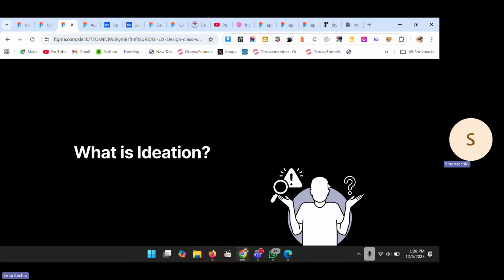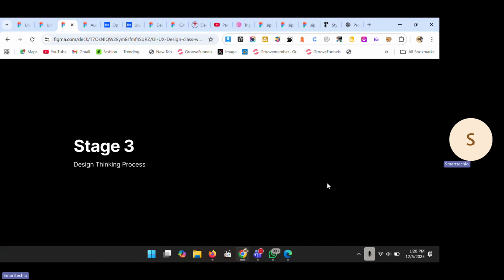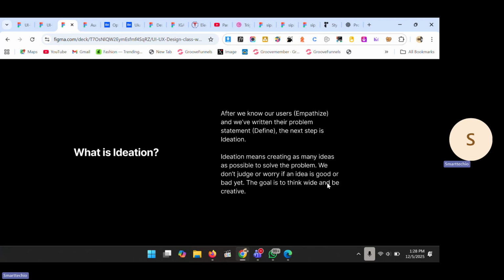So then let's go to ideation, which is the third stage of the design process. After we know our users' empathy and we've written their problem, the next step is what? Ideation. Ideation is like you already know the problem, then you now be thinking of a creative way to solve the problems. So it means creating as many ideas as possible to solve the problem. We don't judge or worry if an idea is good or bad yet. But the goal is to think wide and be creative to provide solutions to the problem the users are having.